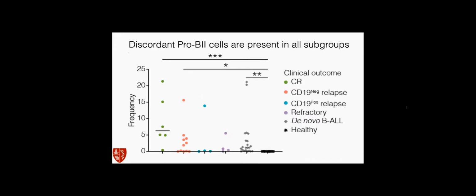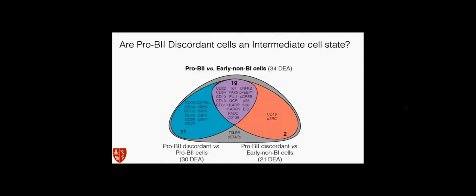And here I can show you a summary of the frequency of Pro-B2 cells within all of our groups. They certainly were present in patients who went into complete remission with CAR. They were present in patients who had a 19 negative relapse, as well as refractory or 19 positive patients, and de novo ALL as well. But we did not see them in healthy bone marrow.